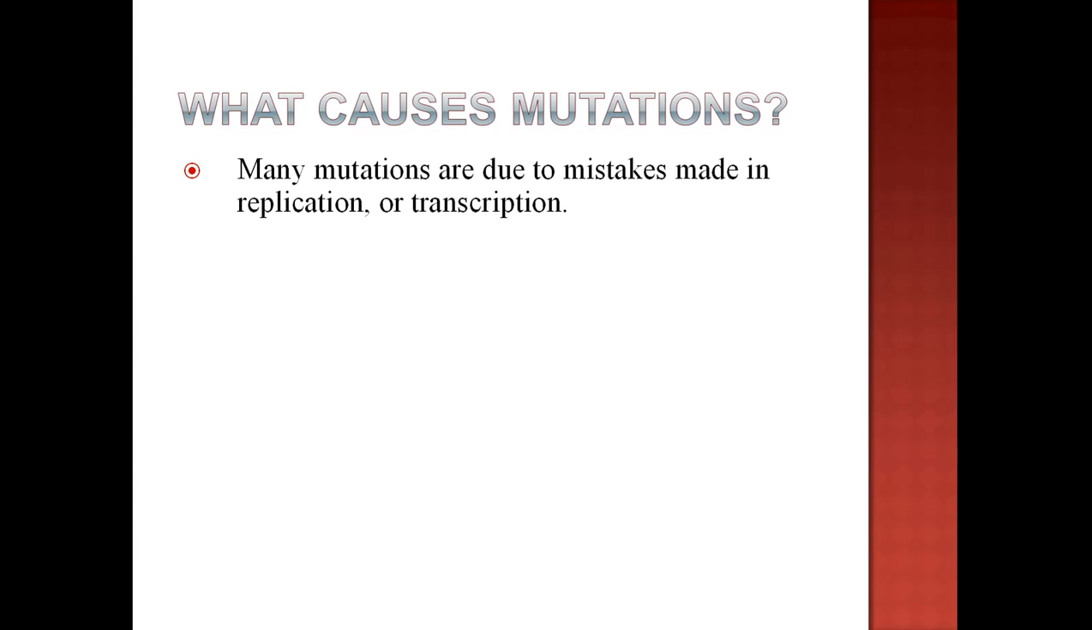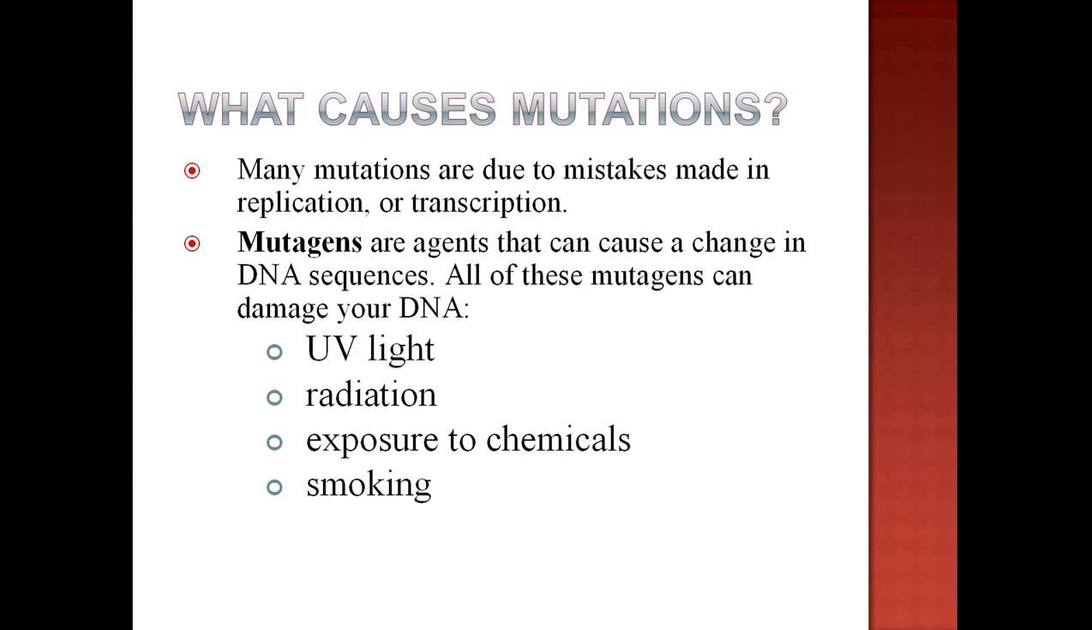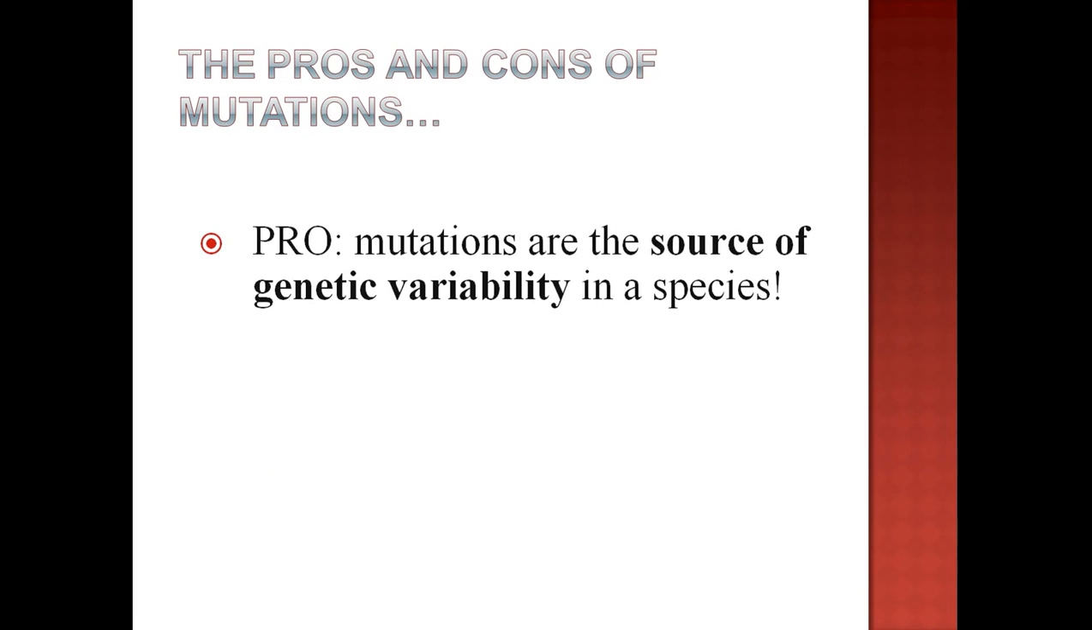Real quick on some different causes of mutations. The types of things that cause mutations are called mutagens, and those could be things like radiation, like UV light, gamma rays, X-rays. They could also be chemical mutagens, like exposure to chemicals or other forms of radiation, chemicals that you find in smoking, and things like that.